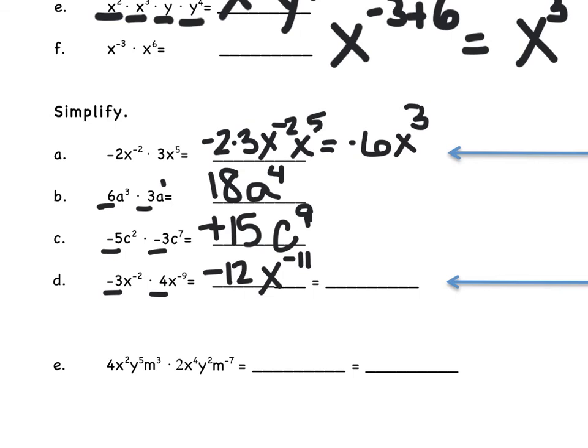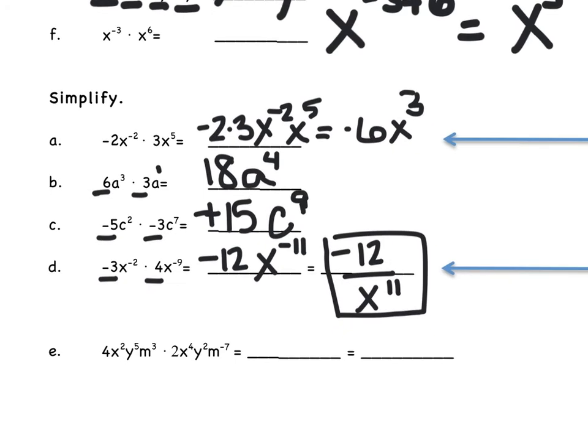We want to simplify completely, which means that we should never have a negative exponent. If you recall from 7.1, negative exponents mean that you're going to move to the opposite side of the fraction bar in order to make that value of your exponent positive. So we leave our negative 12, but our x to the 11th moves to the bottom and becomes positive. And this would be completely simplified. So in order to be completely simplified, you should never have a negative exponent.